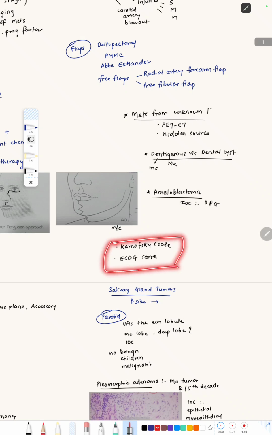Then there are two scales, the Karnofsky scale and the ECOG score. This Karnofsky scale and the ECOG score are used for checking the performance status of cancer patients, whether they are able to do their day-to-day activities or up to what level their activities can be performed.